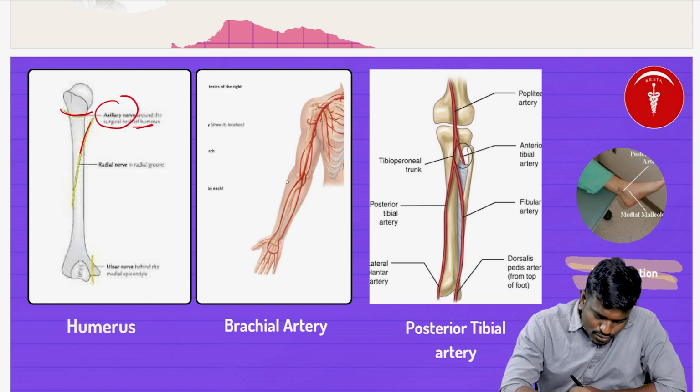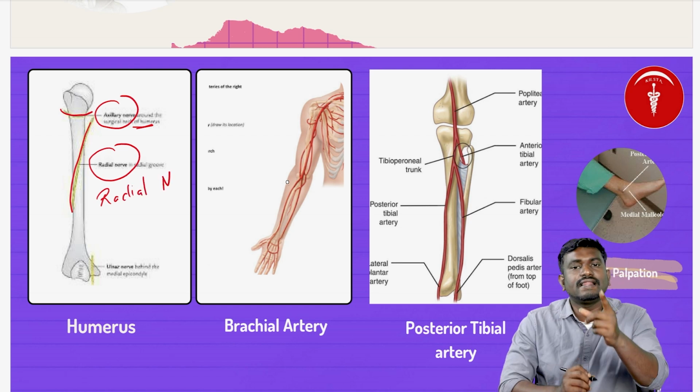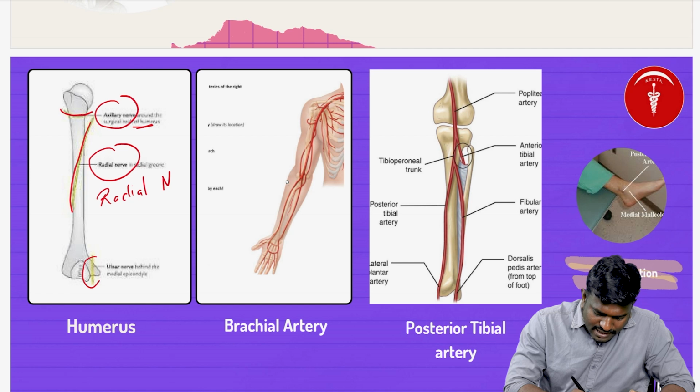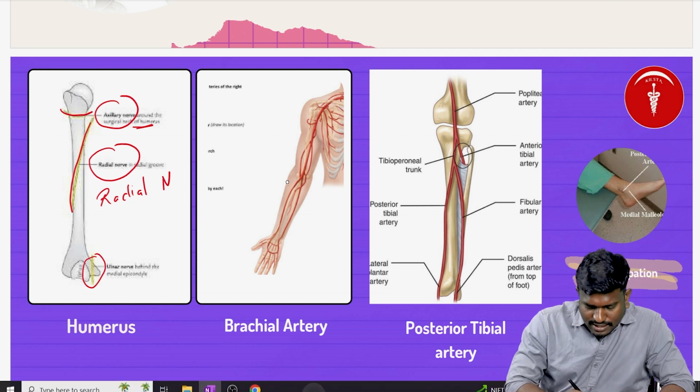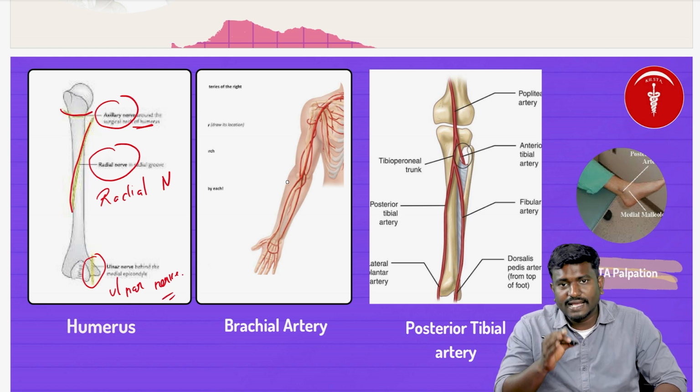Along the radial groove, which nerve is going to be, sir? This is going to be called as what? Radial nerve. This is going to be radial nerve. And at the medial epicondyle, is going to be what? The ulnar nerve. Very good. Ulnar nerve. Great. Now let's look into the brachial artery.